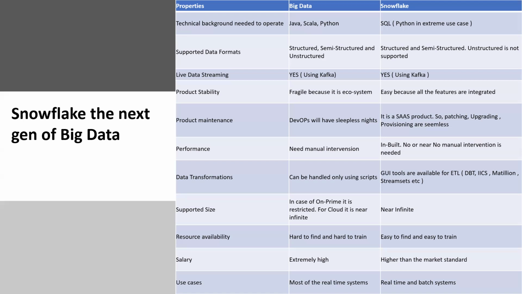On the supported size, most big data, if it is on-premise, will definitely be restricted. If it is a cloud-specific big data lake, you will have near infinite data. Snowflake also offers near infinite data.